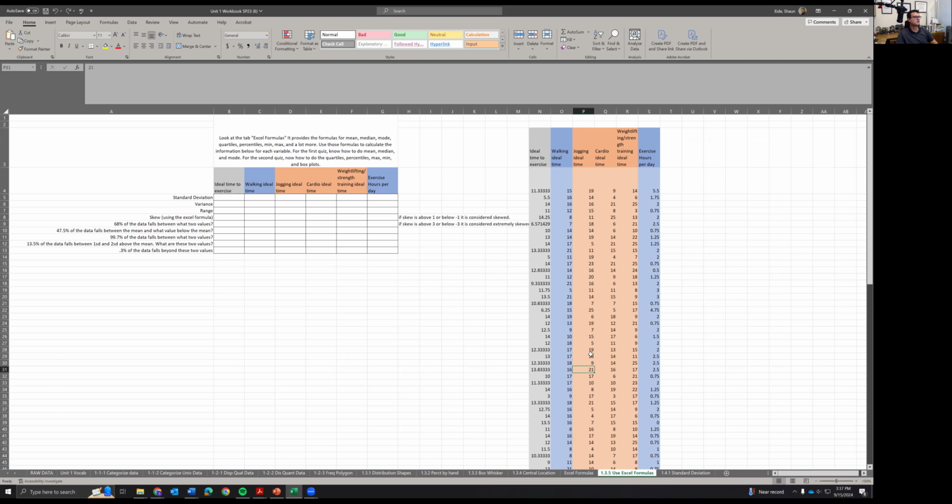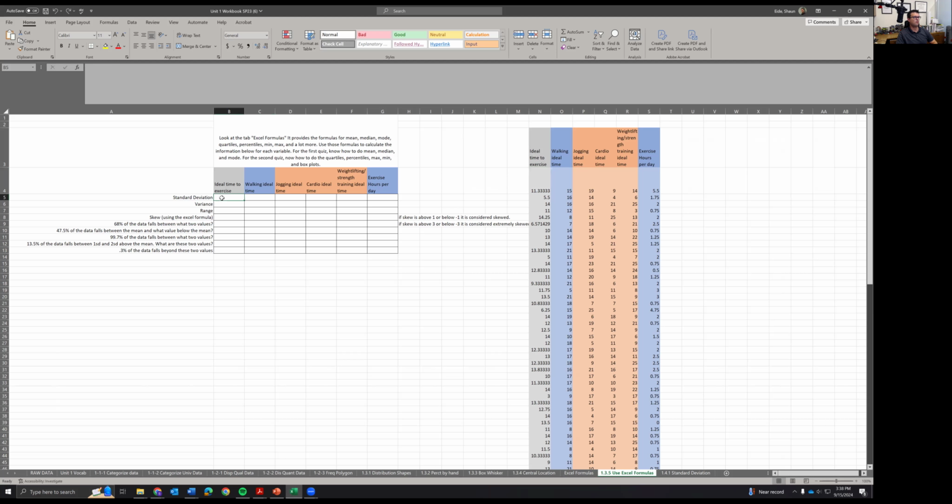And then next, we are going to look at these for standard deviation, variance, range, skewness, and then 68% of the data falls between what two values, 47.5 falls between what two values, so on and so forth. So what we're going to do first is look at ideal exercise time. And we have a sample. The reason why it's a sample is because this is not the entire student population. This is just some of the student population. They said, hey, this is when it's the ideal time for me to exercise.